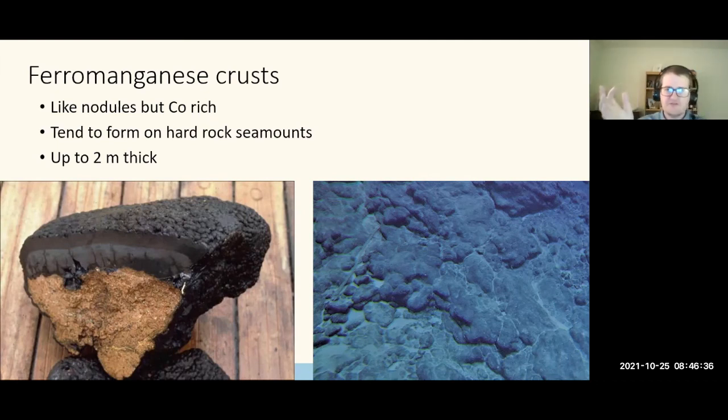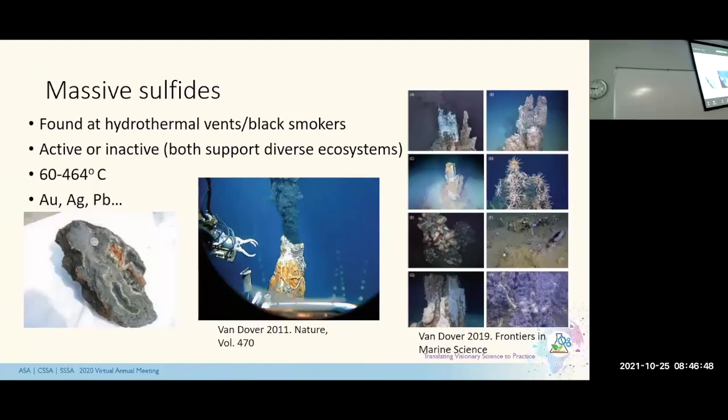Quite the contrary, if it forms at the surface as a result of pedogenesis, we would certainly say it's a pedogenic feature. And I would say there's a case to be made that these ferromanganese crusts are pedogenic features. Then there are massive sulfides. These are the ones you find at hydrothermal vents and black smokers. They can be active or inactive depending on whether they're currently volcanic.